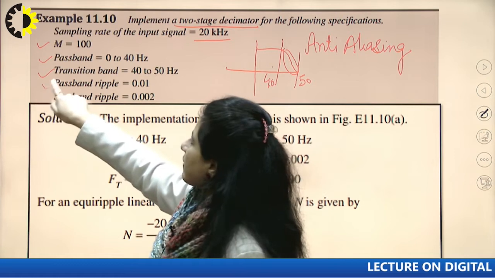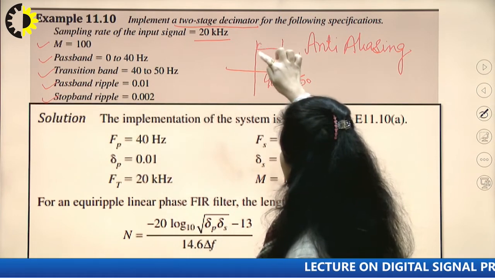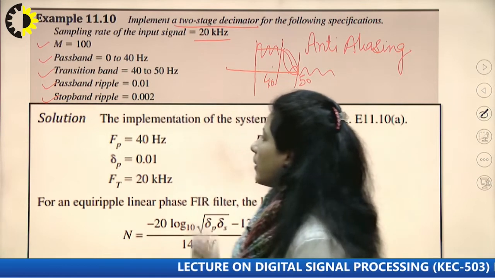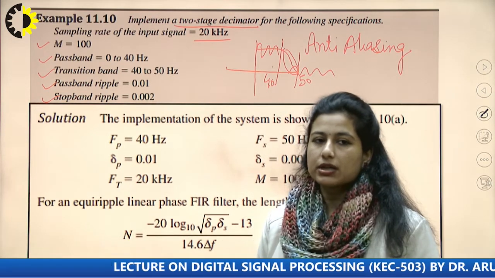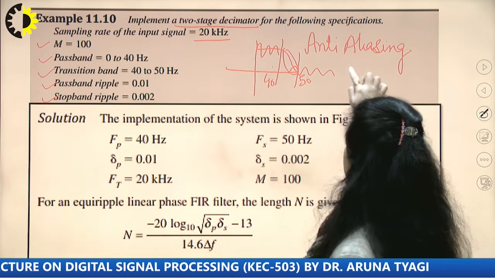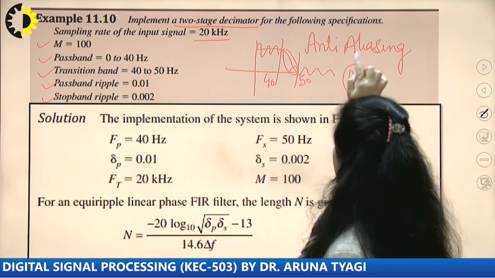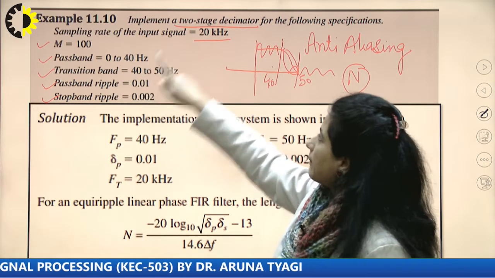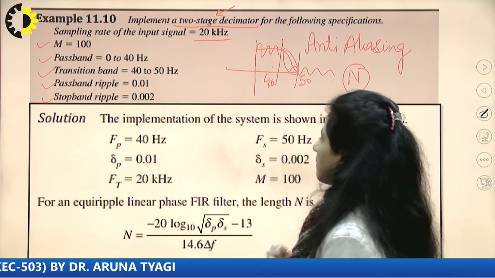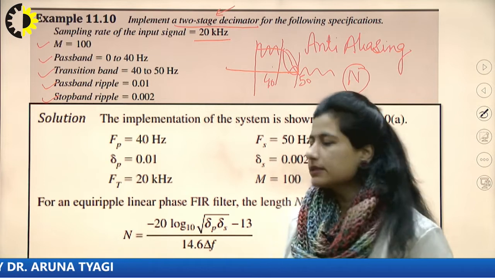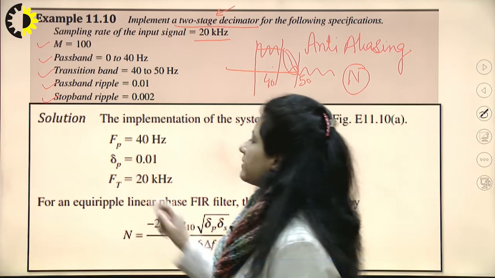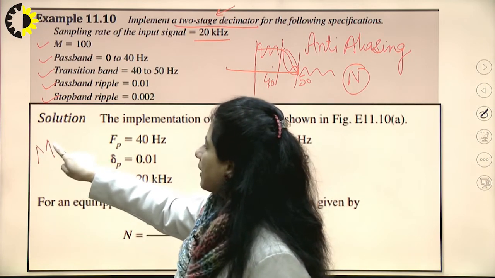Then I have been specified the ripples in the pass band, which is 0.01, and the ripples in the stop band, which is 0.002. Using these specifications, I have to design a two-stage decimator. Basically, I need to calculate the order of the filter for M equal to 100 when I am performing this process in two stages. First, to compare the efficiency of multi-stage, let me calculate the value of N for a single stage. Single stage means doing M equal to 100 in one go.